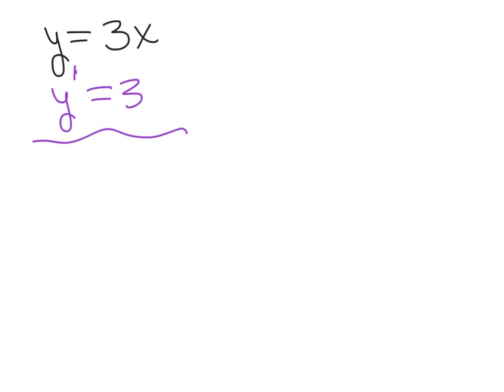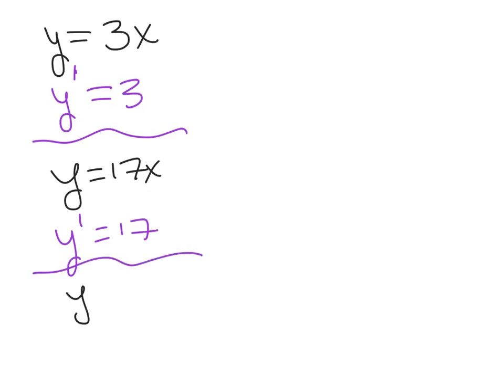Let's begin our discussion of partial derivatives with a reminder of taking derivatives in general using the power rule. If we have the function 3x, the first derivative with respect to x is 3. If your function was y equals 17x, the first derivative with respect to x is 17. If your function is y equals x, your first derivative with respect to x is just 1. So the coefficient of that linear term.